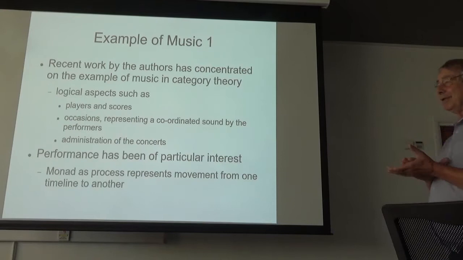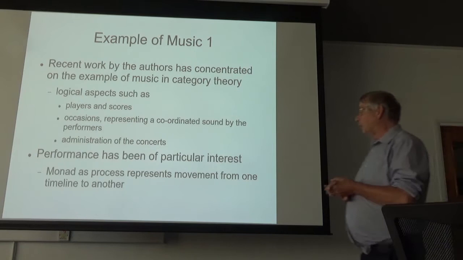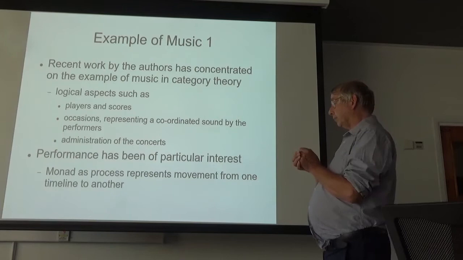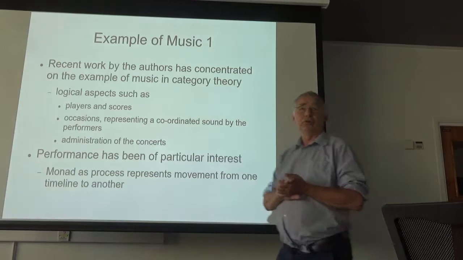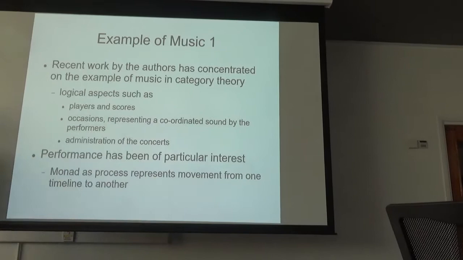Last year, I concentrated particularly on performance, and we were using the monad as the process, representing movement from one timeline to another. A timeline is a vertical slice of a score, and it was actually moving from one timeline to another. So basically, monad and topos are the two structures we're using, which are very well developed in category theory. We're not making up our own structures. That's one thing I would stress.